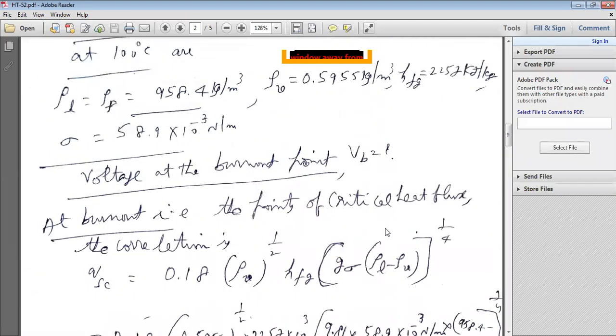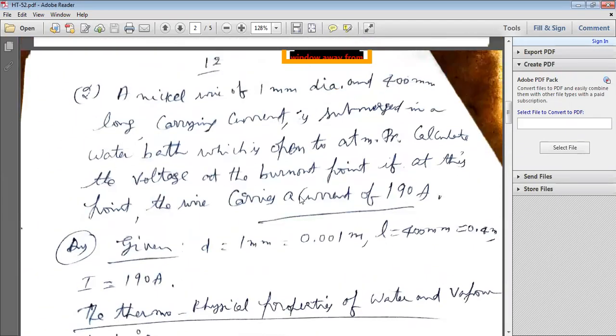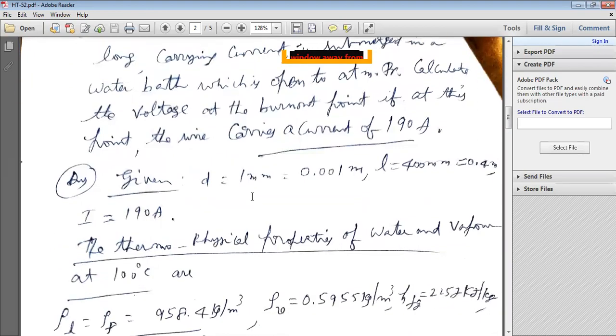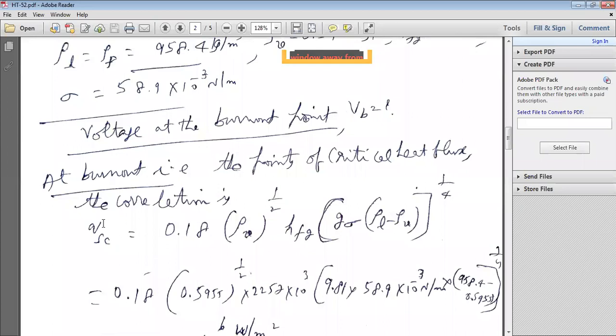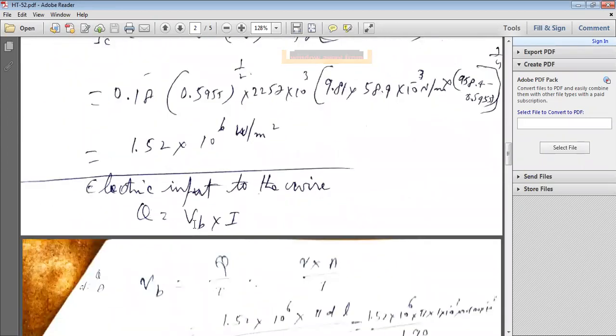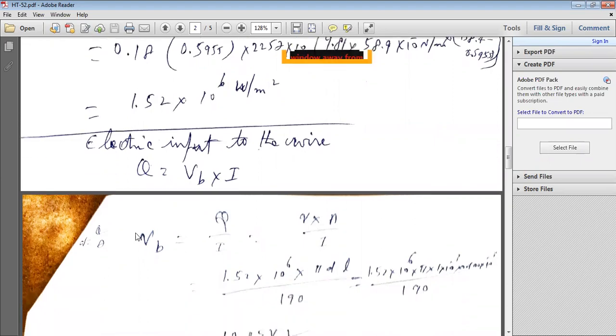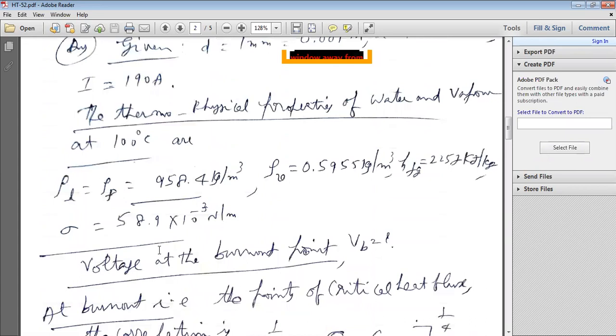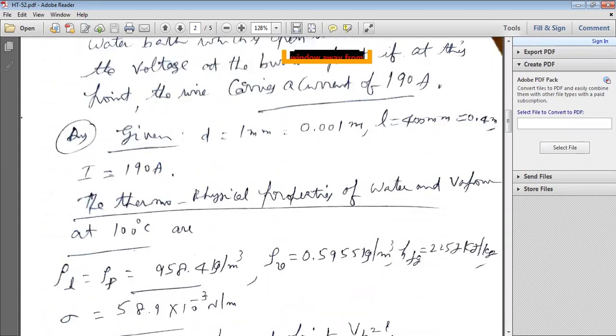Again here, how do you calculate the voltage at burnout? You have to calculate the critical heat flux in this condition. Once you calculate the critical heat flux, Q is equal to voltage times current. From that you can calculate the burnout voltage. Voltage equals heat transfer rate Q divided by I, where capital Q is small q times area. For that, you have to calculate the critical heat flux or burnout heat flux.